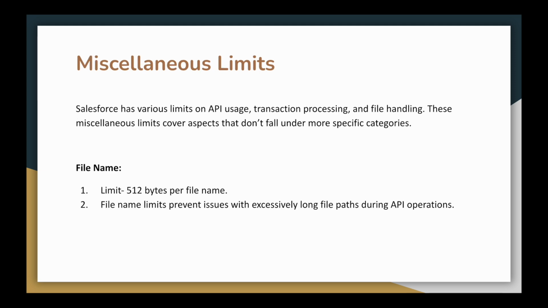Miscellaneous limits. Certain limits, if they are not categorized under other topics, we are covering here, such as API usage, transaction processing, or file handling. For file name, we have a limit of 512 bytes per file name, which basically prevents issues with excessively long file paths during API operations.